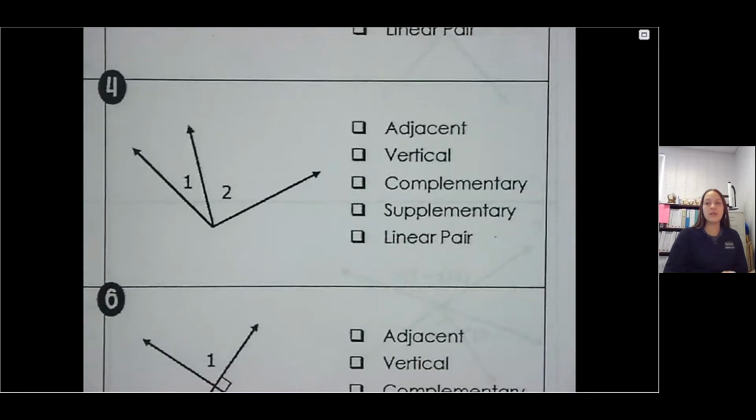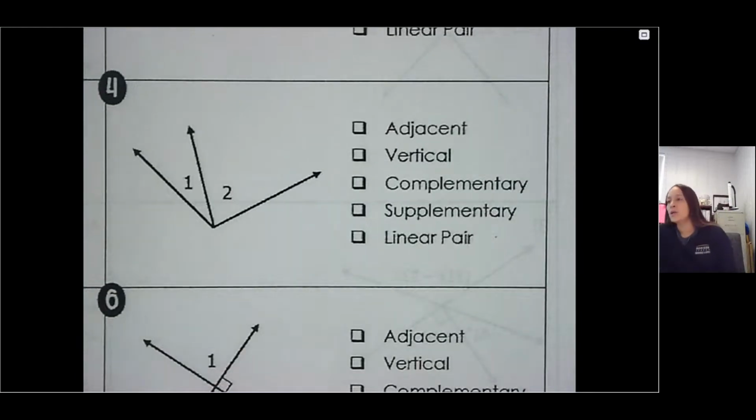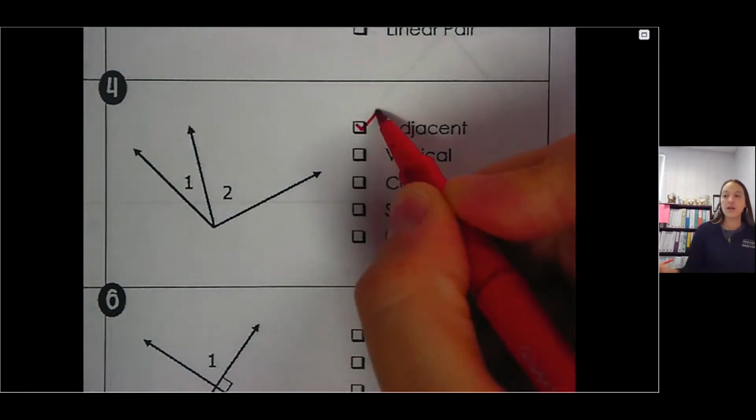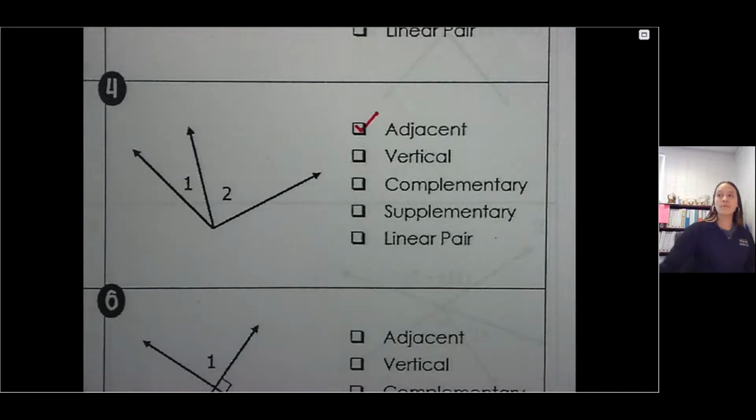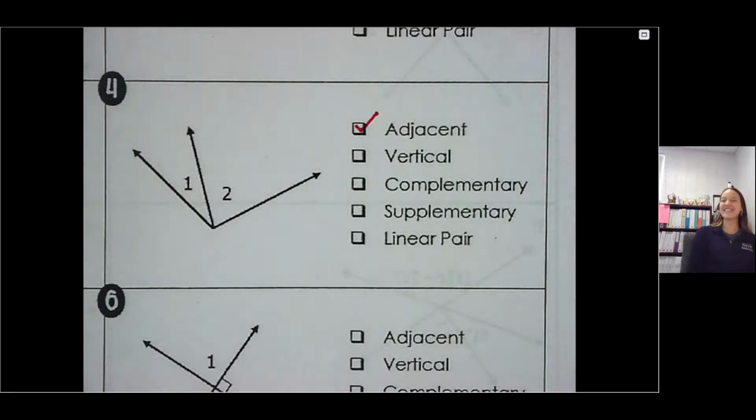Okay, number 4. Who would like to give number 4 a try? Ryan, go ahead. Just adjacent. Do we agree with Ryan? Does anybody think it's anything else? Yes? Vertical? Well, to be vertical, you'd have to have an X. Do you see an X? Oh, I meant, okay. Okay. Good. Just adjacent. Nothing else. Good. Nice, nice, nice.